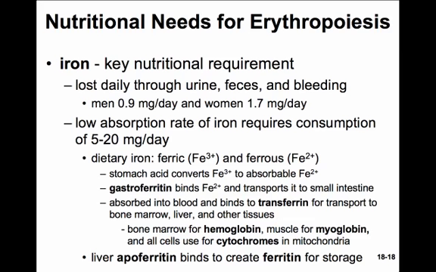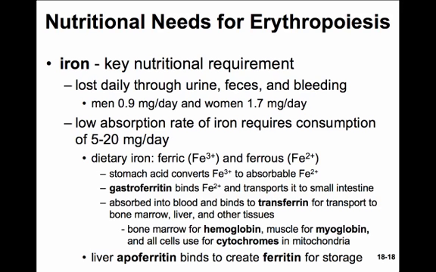So iron is the only key nutritional requirement for erythropoiesis. It's lost daily through the urine, feces, and bleeding. In women, we'll see about 1.7 milligrams per day, and in men, only about 0.9. Women have higher losses because of menstrual cycling. There's a low absorption rate of iron, and it requires consumption of about 5 to 20 milligrams per day.